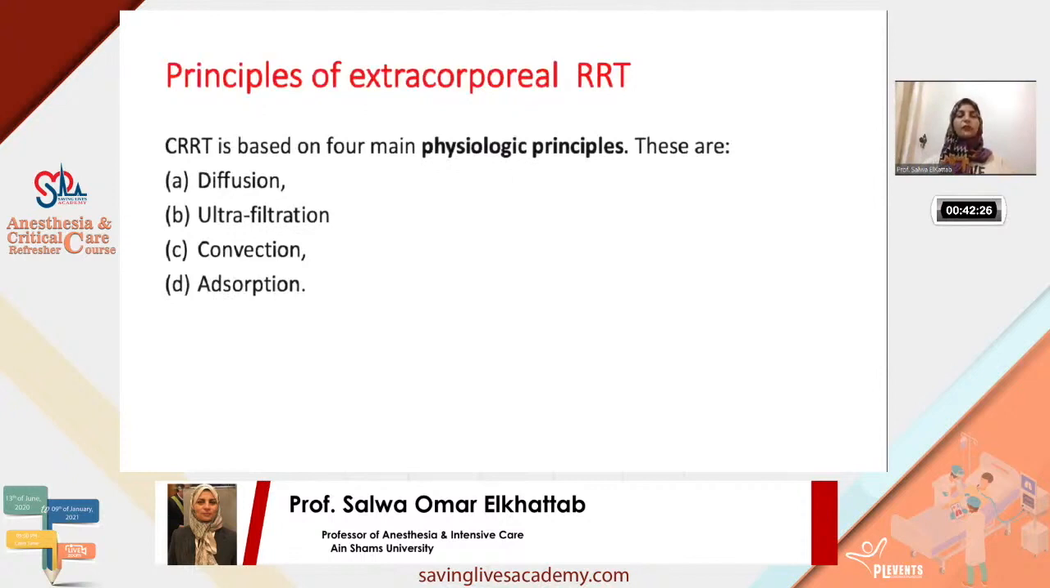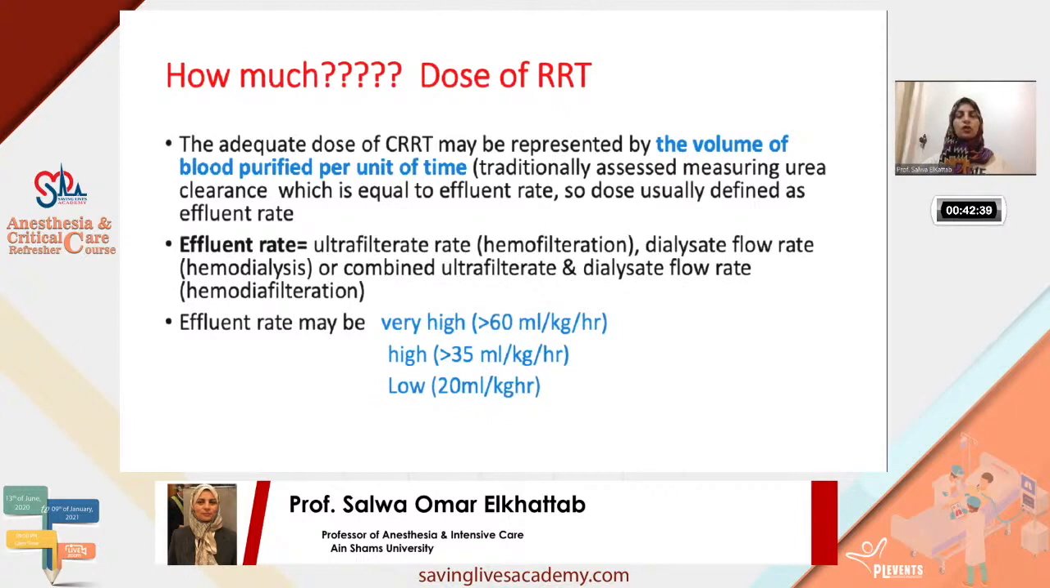We have different principles using renal replacement therapy, whatever the modality: either diffusion, or ultrafiltration, convection, or adsorption. What is the dose of renal replacement therapy? How much do we have to dialyze our patient? The adequate dose can be presented by the volume of blood purified per unit of time.